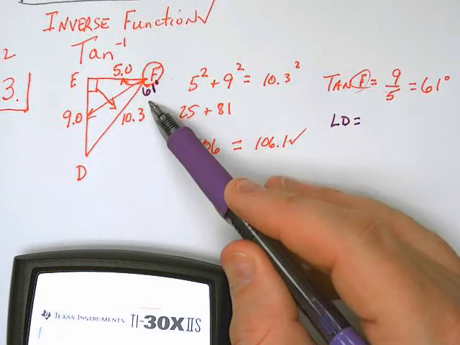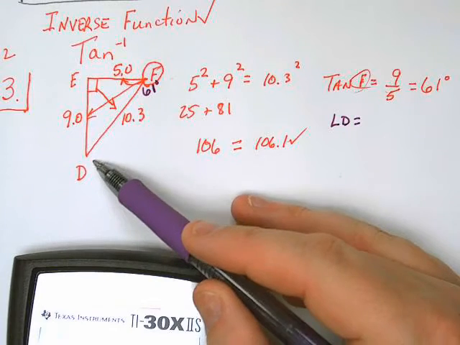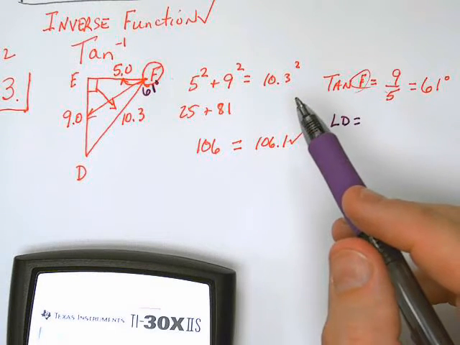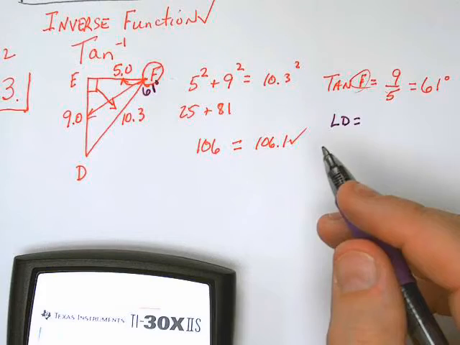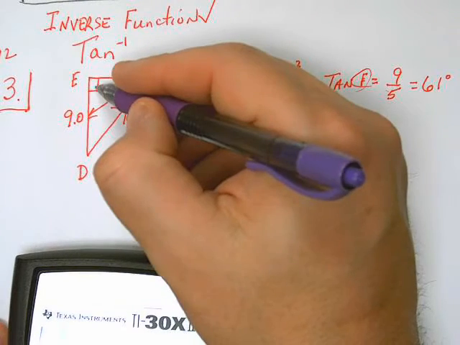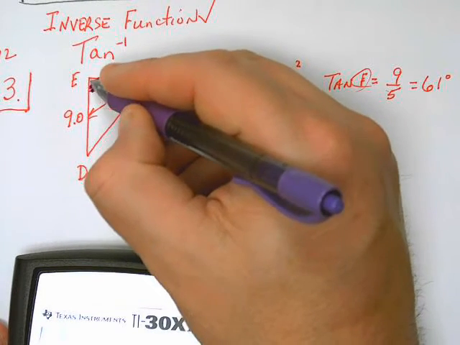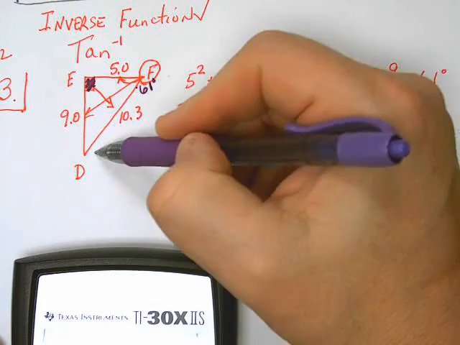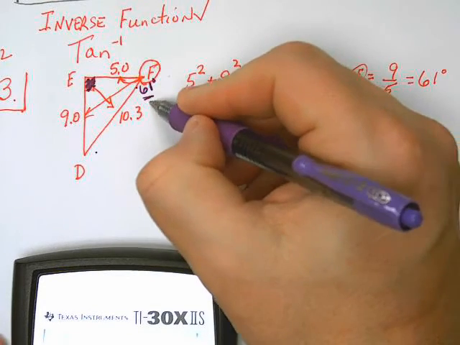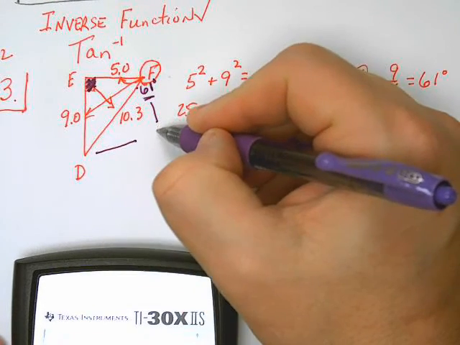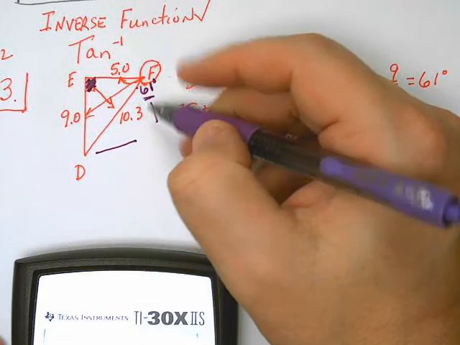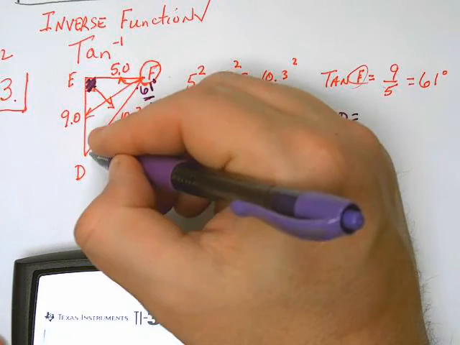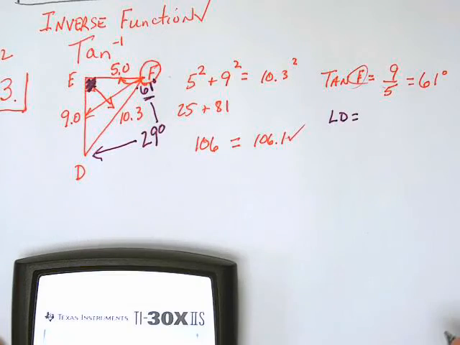If that's 61, what's this? Don't blame me because you're confused. If that's 90 degrees, these two add up to be 90 degrees. If that's 61, what is the other angle? All right, so this one right there has to be 29 degrees.